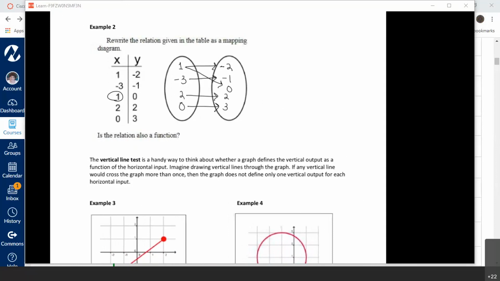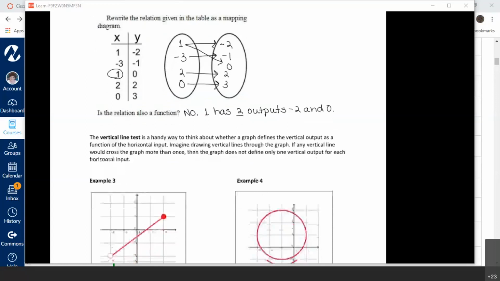Okay, so what do you think? Is this one a function? What do you think? Is this one a function? No. Anybody else? Okay, no, it's not. Okay, so no. And it's for the same reason as the last one. One has 2 outputs, -2 and 0. So you can't tell which one you should pick. Okay, that's what makes it not a function.